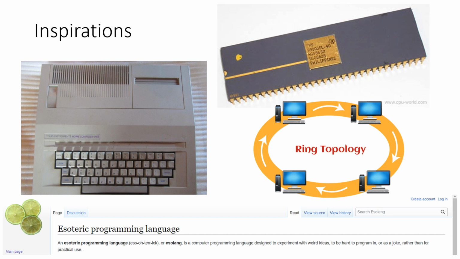The second inspiration would be esoteric programming languages. Esoteric languages, or esolangs, are specifically designed to be weird and unusual in order to explore exotic concepts. Lastly, I was also inspired by network topologies, specifically in this case, a ring topology.